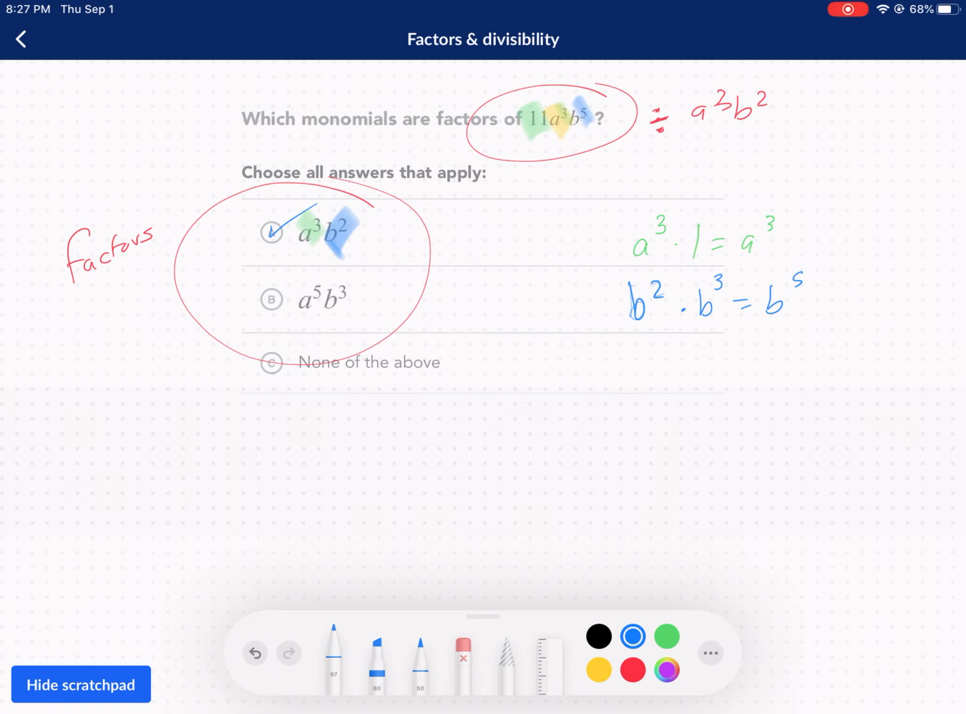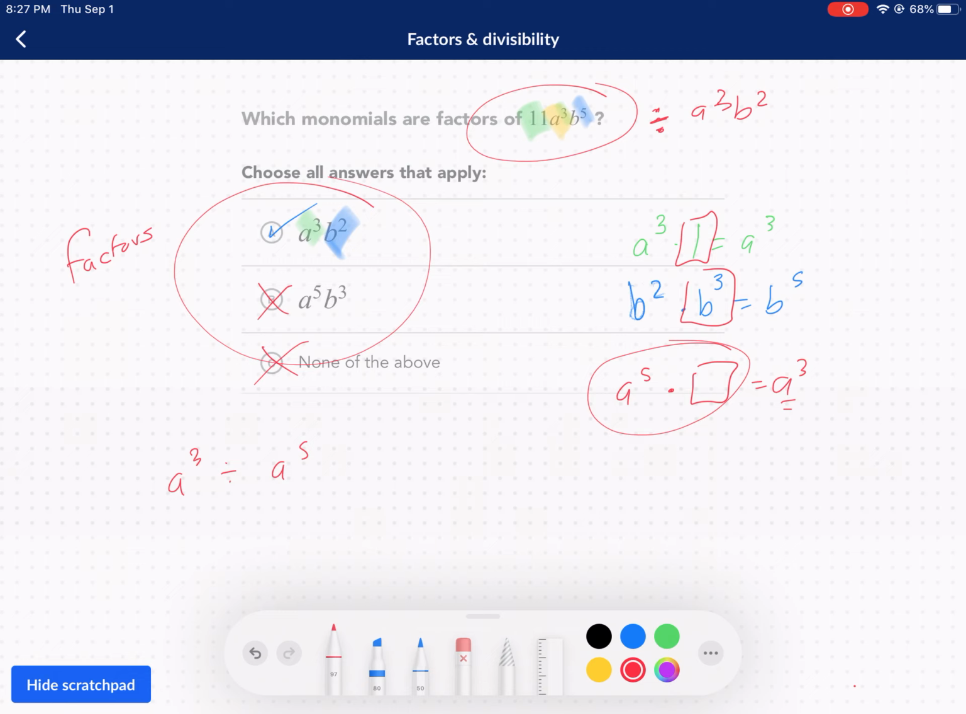Now, moving on to b, we have a to the fifth. Can we multiply this by something? Let me make these little boxes here. Can I multiply it by something to get a to the third? Or another way to say it, as we started with earlier, can I do a to the third divided by a to the fifth and have it not have a remainder? And the answer is no. There's nothing we can multiply here to have it equal a to the third that is not going to be a fraction. So this one is out.